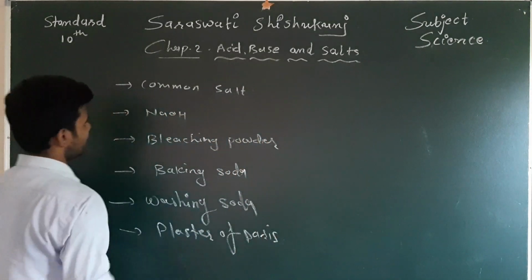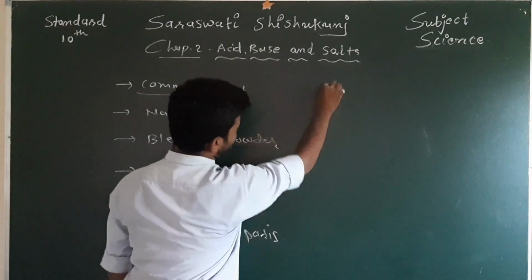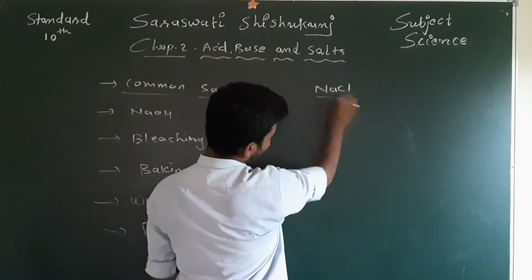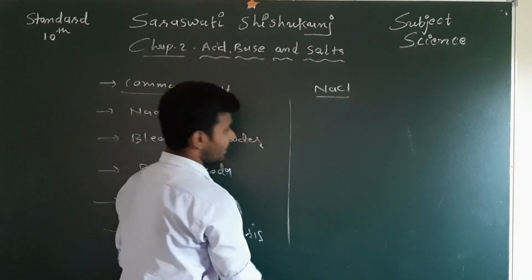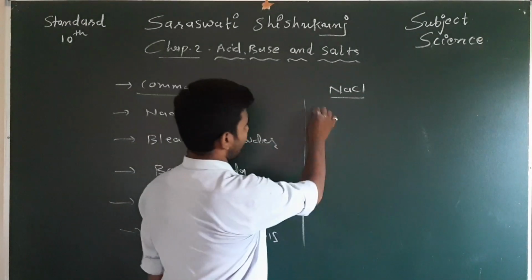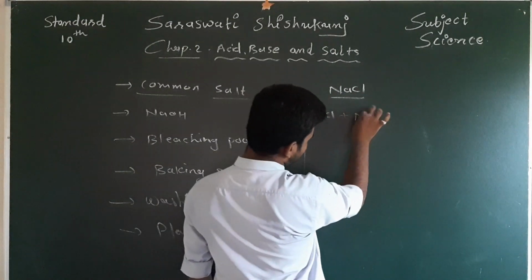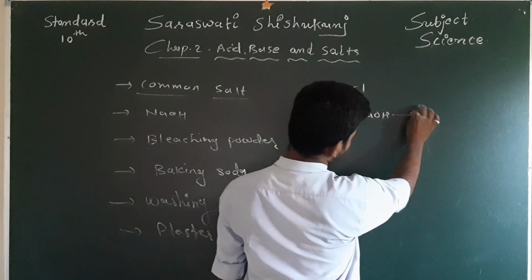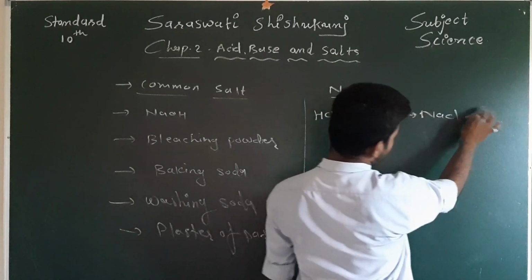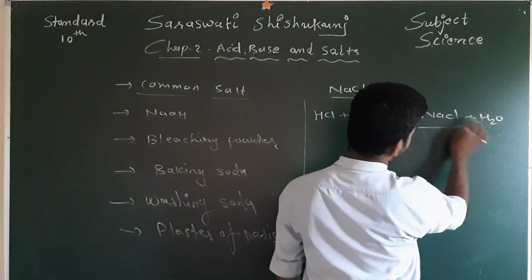So let's start our journey. First is common salt, that we know, NaCl. How is NaCl formed? In the neutralization reaction, we can say HCl plus NaOH gives us NaCl plus H2O, right?